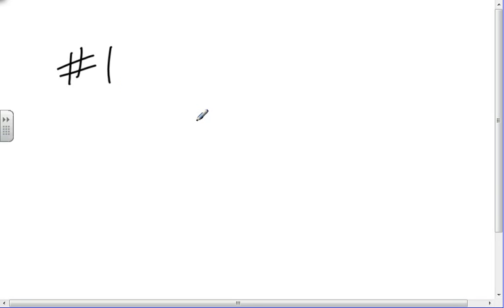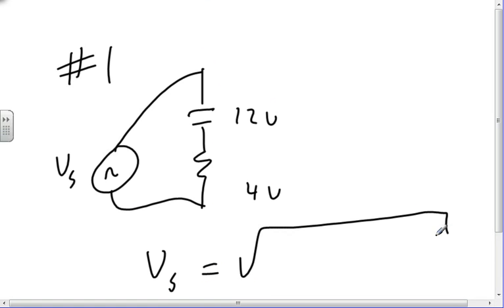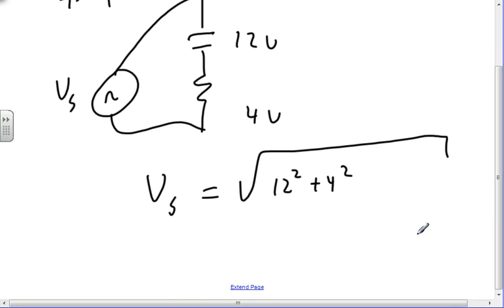Okay, so I've got a capacitor, a resistor. I have 12 volts. I have 4 volts. And I got some source guy sitting here. Boy, that was really bad. Oh, that's better. So voltage source is equal to the square root of 12 squared plus 4 squared. So that's 144. That's the square root of 160, right?